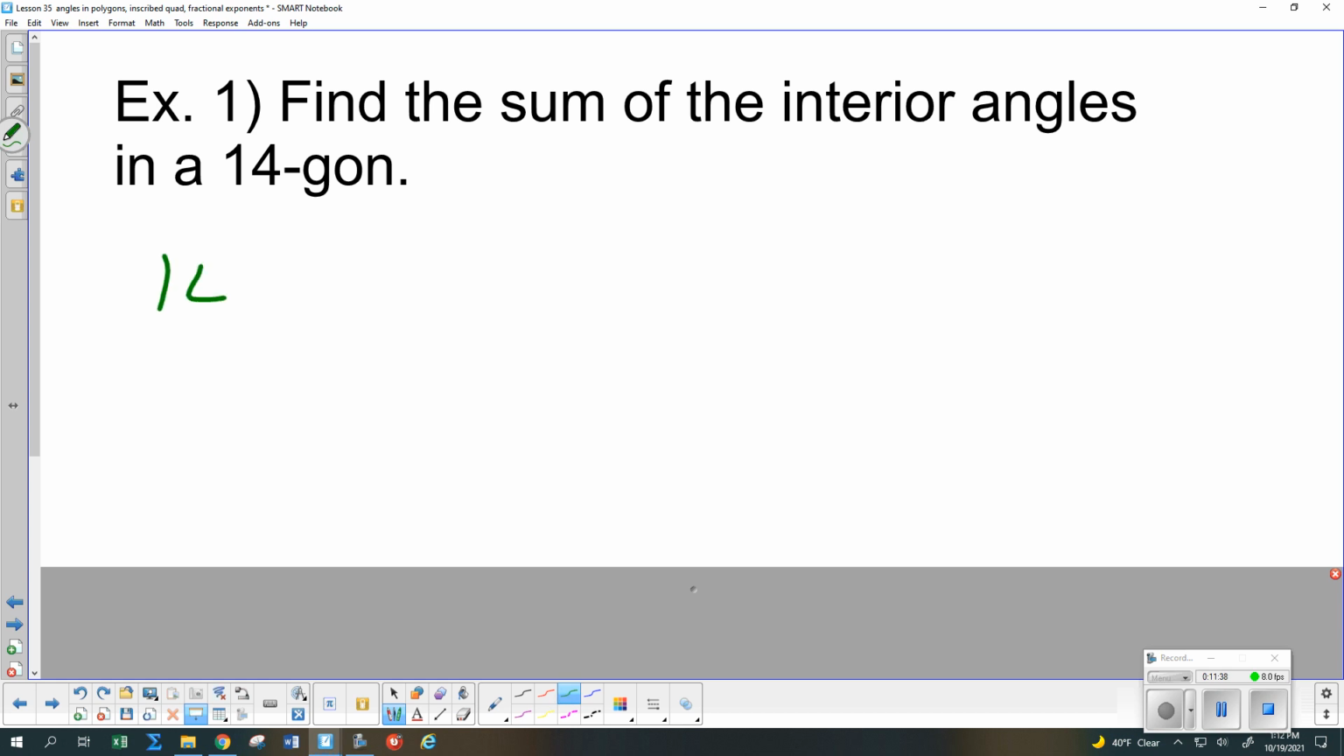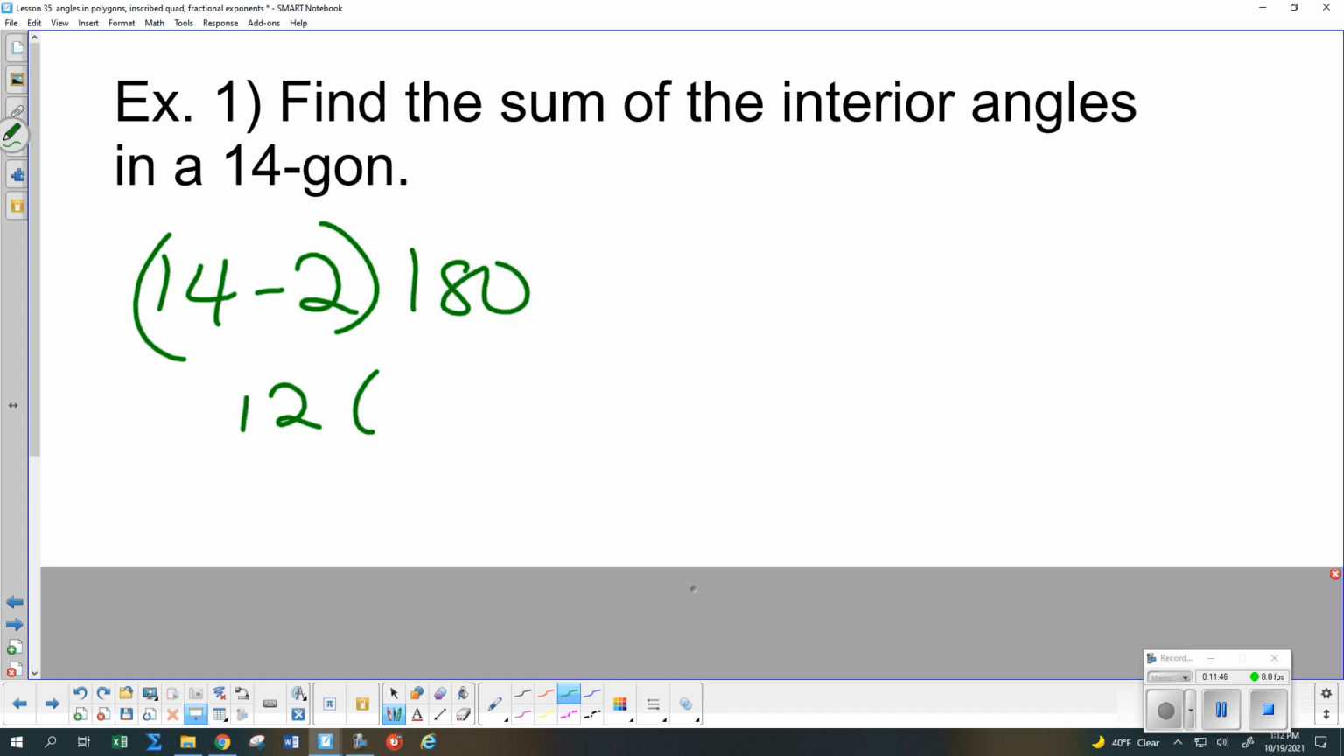So I need to take 14 minus 2 for the number of triangles, and then 180, so I'd be looking at 12 times 180, and I don't know about you, I'd punch that in on my calculator probably, and get 2,160 degrees for the sum of those interior angles.